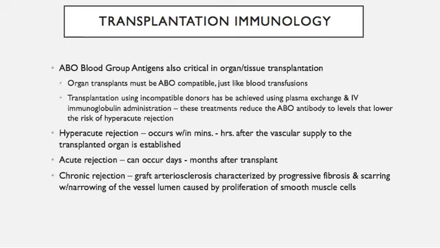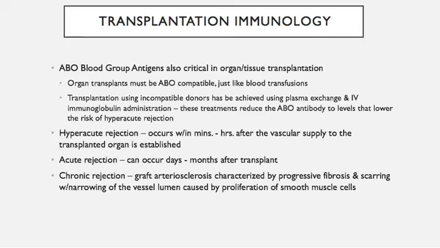Transplantation using incompatible donors has been achieved using plasma exchange and IV immunoglobulin administration. Those treatments help to reduce the ABO antibody to levels that lower the risk of that hyperacute rejection. Hyperacute rejection occurs within minutes to hours after the vascular supply to the transplanted organ is established. Acute rejection can occur days to months after the transplant.